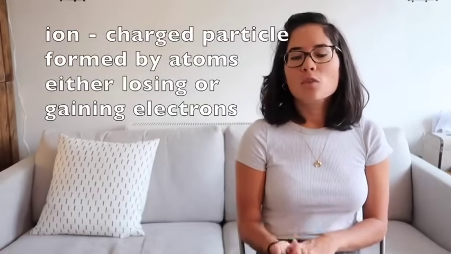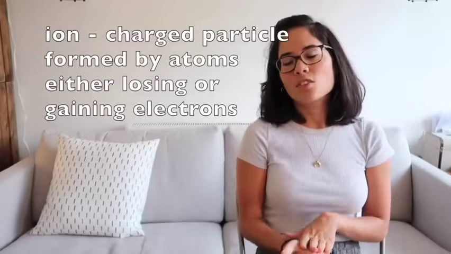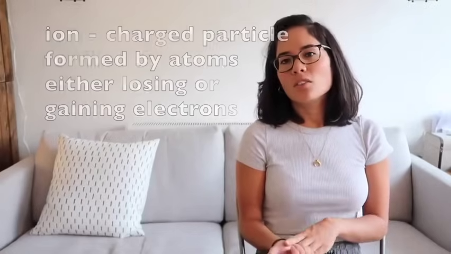So how is an ion formed and what is an ion? An ion is a charged particle which is formed from either gaining or losing electrons. So clearly if they lose electrons, they lose negative charge, so therefore they become positive. If they gain electrons, they gain negative charge, so they become negative.